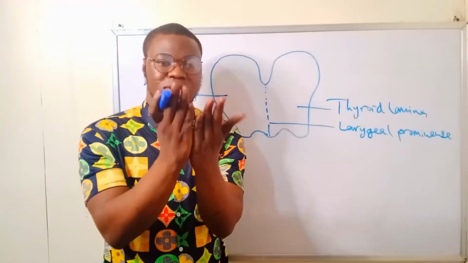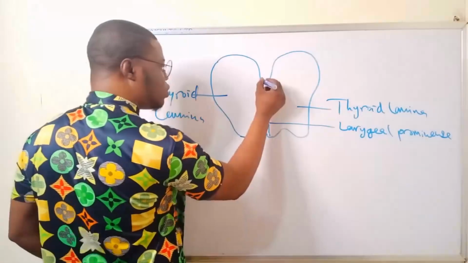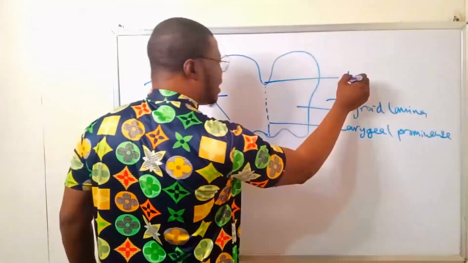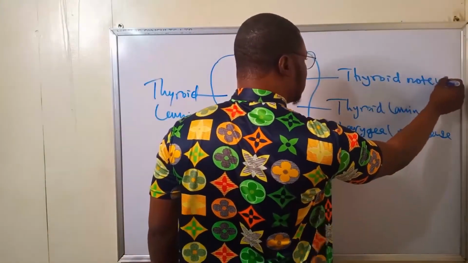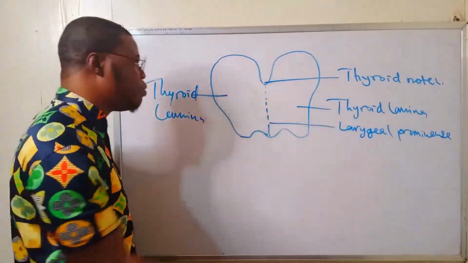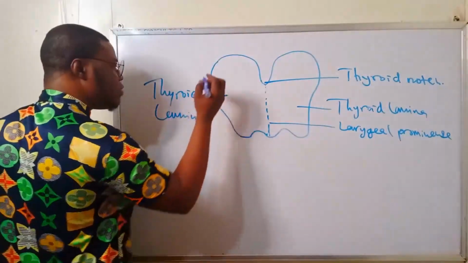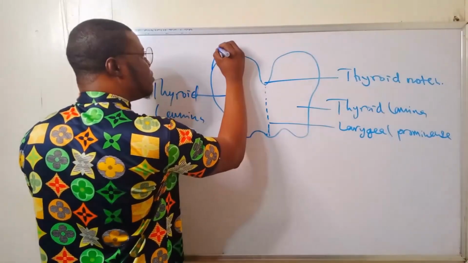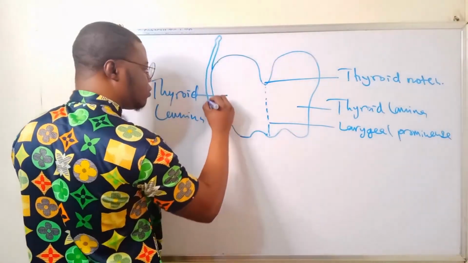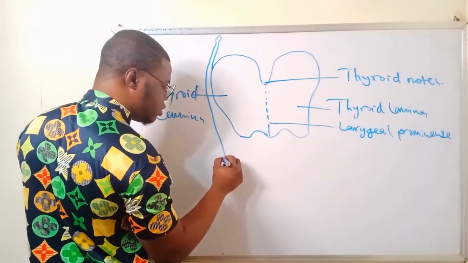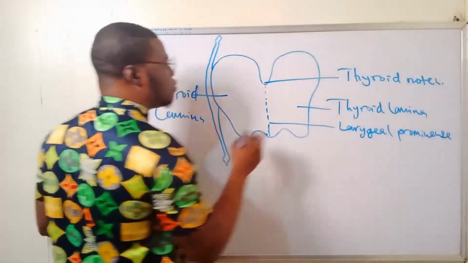And I said superiorly to this laryngeal prominence, so ahead of it, you have something right here, a V-shaped structure. And I said it's called the what? The thyroid notch. Thyroid notch. And after that, I said at the posterior part of the larynx, we have what? Some sets of cornu here. So you can draw this by doing this. Another one here.